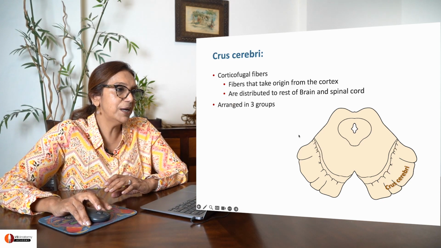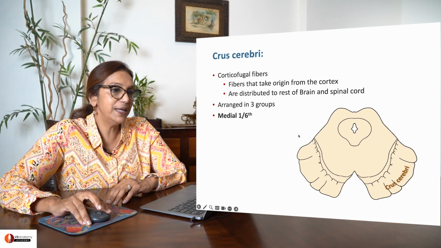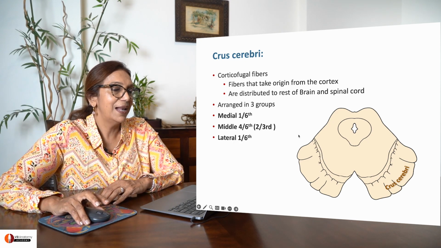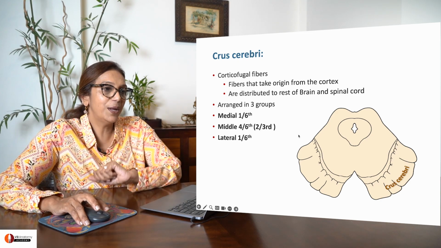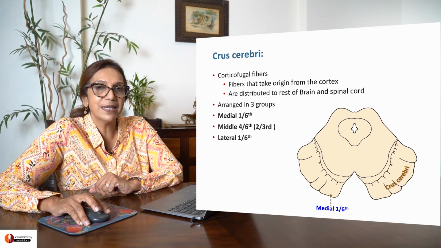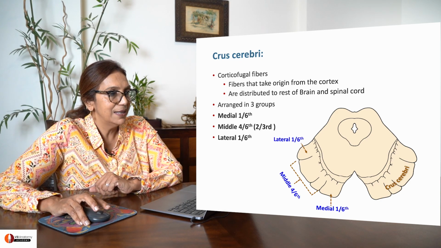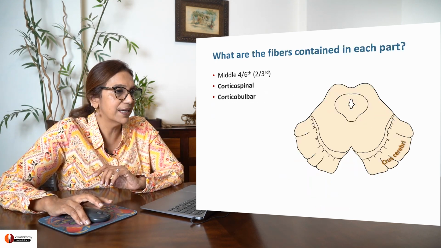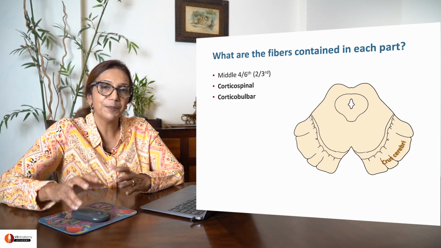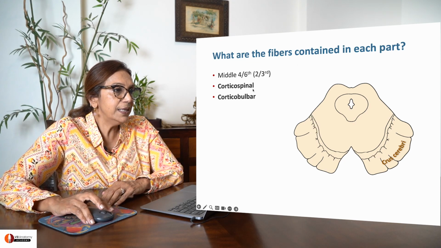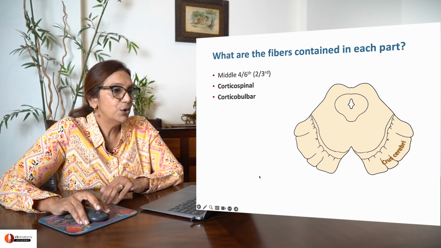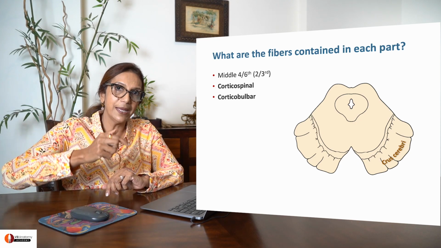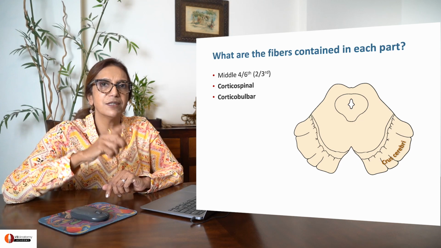So now they are made up of three groups. Medial 1/6, middle 4/6 or 2/3, lateral 1/6. Look at it on the image now. Medial 1/6, middle 4/6, lateral 1/6. Easy? Okay. So let's understand what are the fibers in it. In the middle 4/6 or 2/3, you have corticospinal and corticobulbar fibers. Corticospinal, corticobulbar fibers. We've done this earlier.